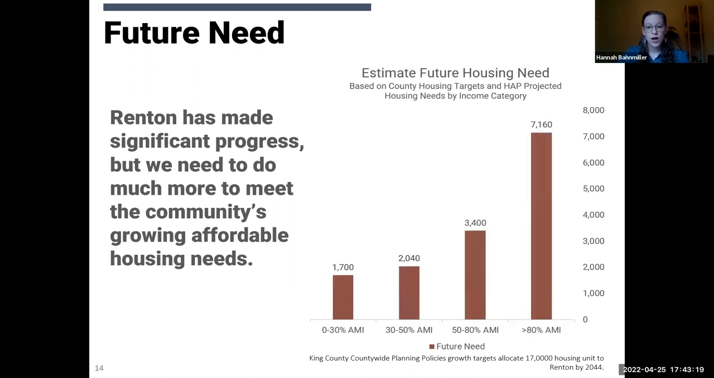So you see one methodology here on the screen. And what is shown here uses the projections that were created as part of the Housing Action Plan. It takes that recommended income distribution of new housing units and applies it to our housing growth target number. So based on this, out of the 17,000 housing units we need to build over the next 20-some years, we would need to build 1,500 units priced affordably to those making at or below 30% AMI.